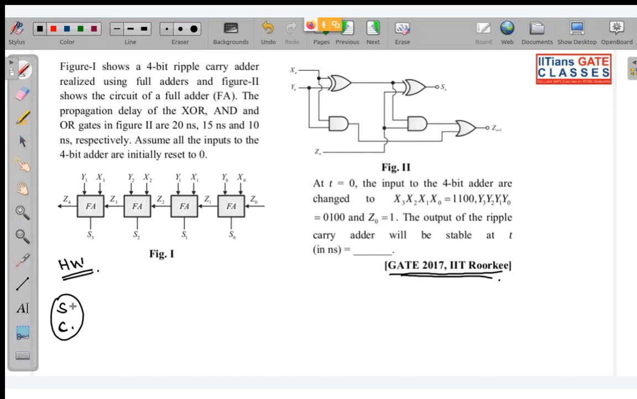Here they haven't told you what the sum and carry will be. Instead they have given you XOR, AND and OR gates. You need to see where all your inputs are changing such that the outputs of the gates are transitioning in the subsequent full adders. See here, Z0 is also 1, so the input carry is also 1. You need to check all the things and then solve the question. Is this clear?